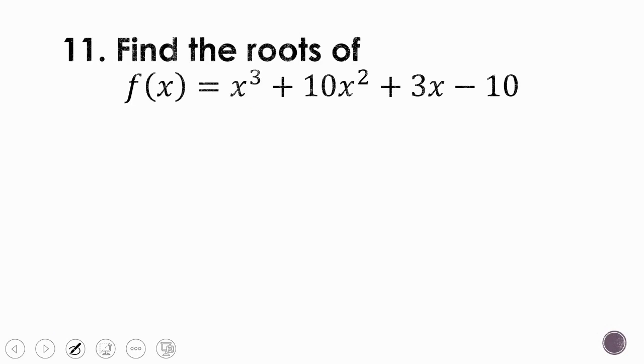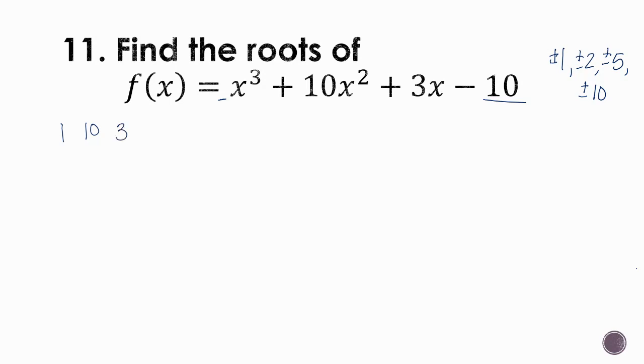All right, number 11, find the roots of the polynomial. Let's start with our possible roots. So we're going to take all the factors of 10 divided by all the factors of 1, which is nice and easy. So it's really just the factors of 10, which are 1, 2, 5, and 10. Now we're going to do synthetic division to see which of those roots might work. So I'm going to pull out all my coefficients, 1, 10, 3, negative 10. I don't need any zeros because I have a position for each degree.